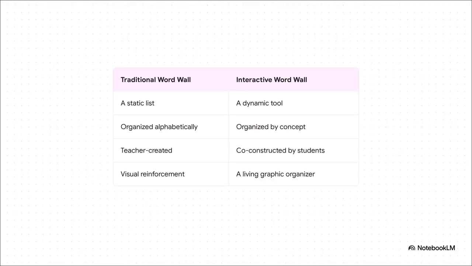Now, this is where it gets really interesting. Look at the evolution here. We're moving away from that static, alphabetized list over to something that's way more like a living, breathing graphic organizer. And the biggest change? It stops being just a teacher resource and becomes a space that's co-constructed with the students, organized by concepts and big ideas.